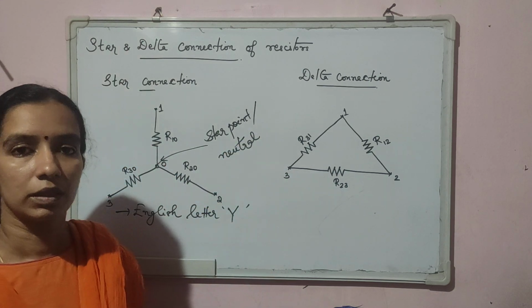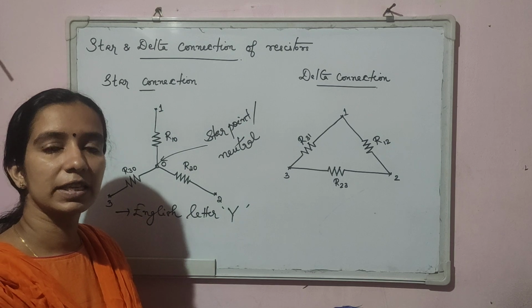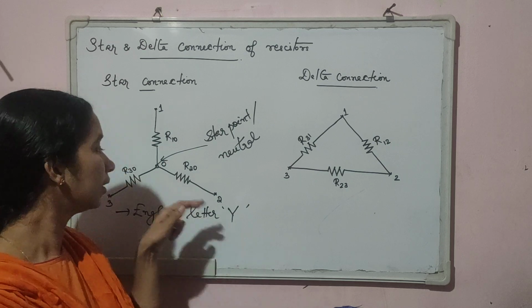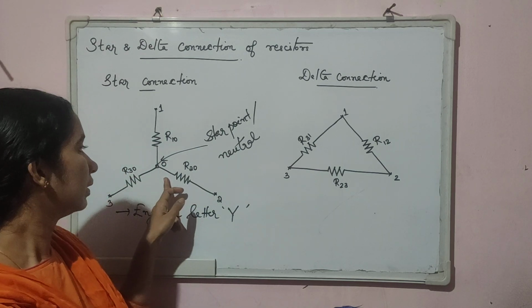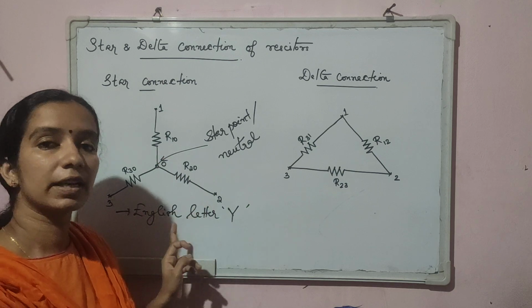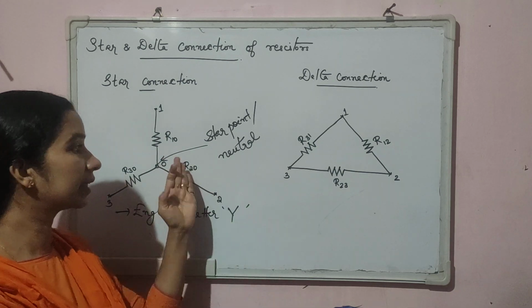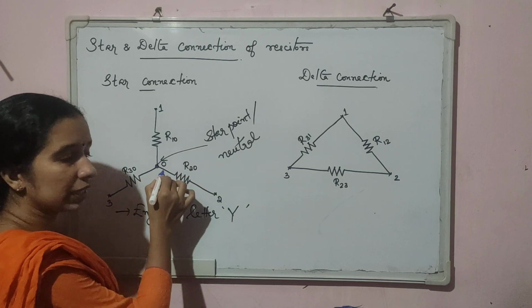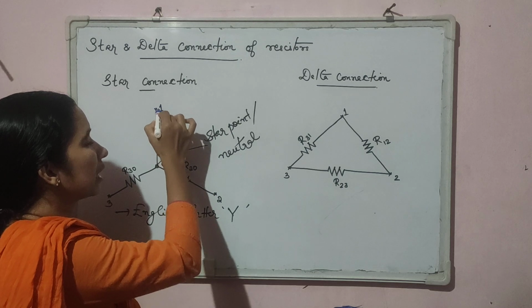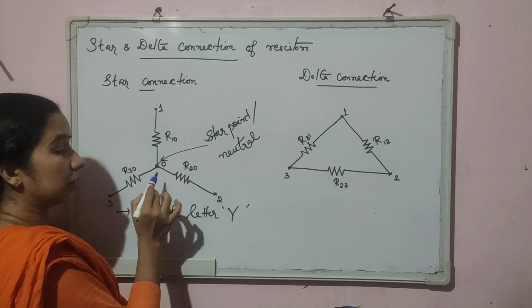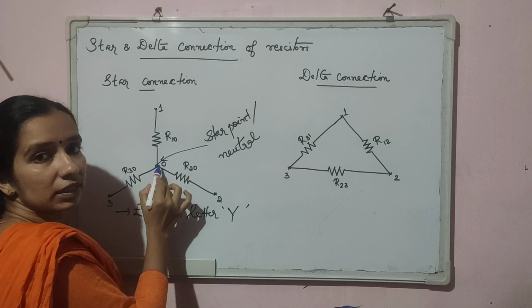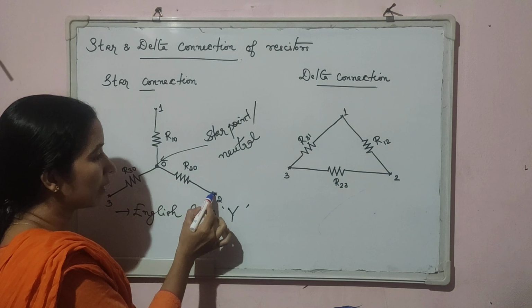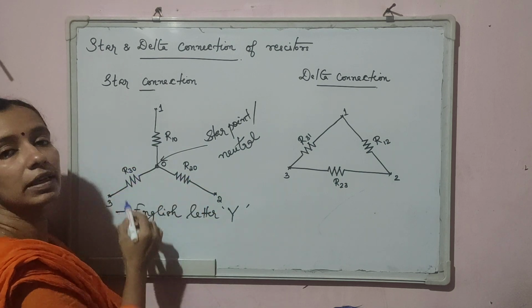Okay. So when three resistors are connected in such a way that one end of all the resistors are connected together to form a common point, and if the resistors are arranged in the shape of the English letter Y, then that connection is known as a star connection. So here that common point is named as O. And this terminal is 1, this is 2 and this is 3. So the resistor connected between terminal 1 and O can be named as R10. Similarly this is R20 and this is R30.